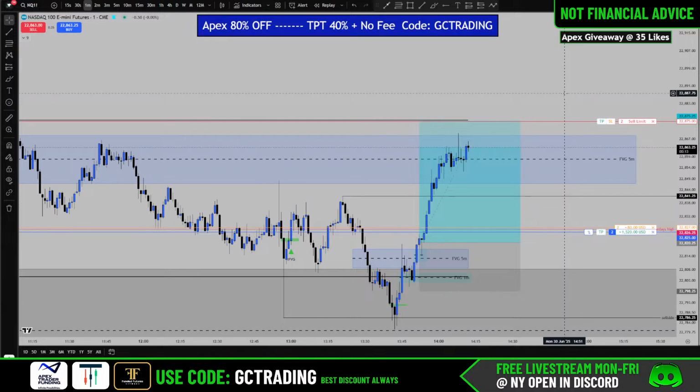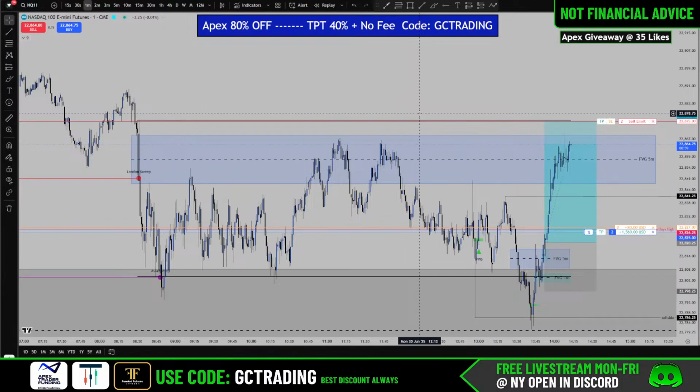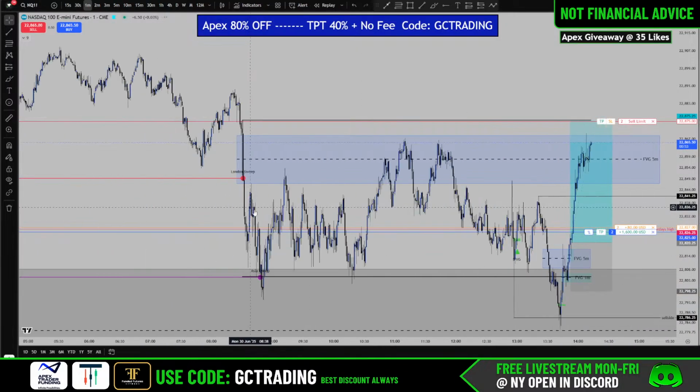Zero drawdown in this trade. Absolutely zero drawdown. I mean, this is as good as a trade gets. Surprisingly, it happened today on a no news Monday. This is the best setup of the entire day, and if you just look at price, easily.